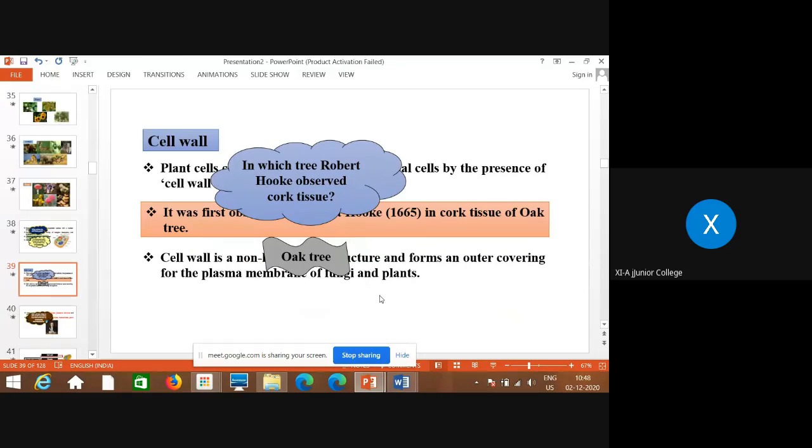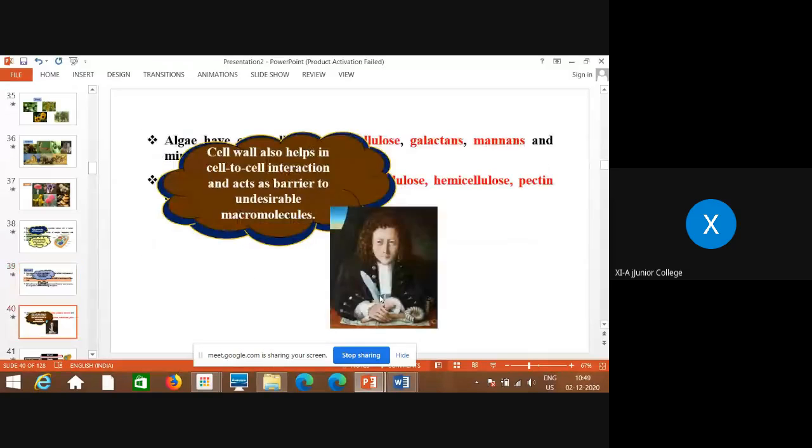Now again, some features are common with prokaryotes. Eukaryotes also show a cell wall, but there are exceptions where the cell wall is present in eukaryotes and where it is not seen, isn't it? We already discussed that Robert Hooke first observed cell-like compartments or cell structures, but in which tissue? Cork tissue, from the oak tree.